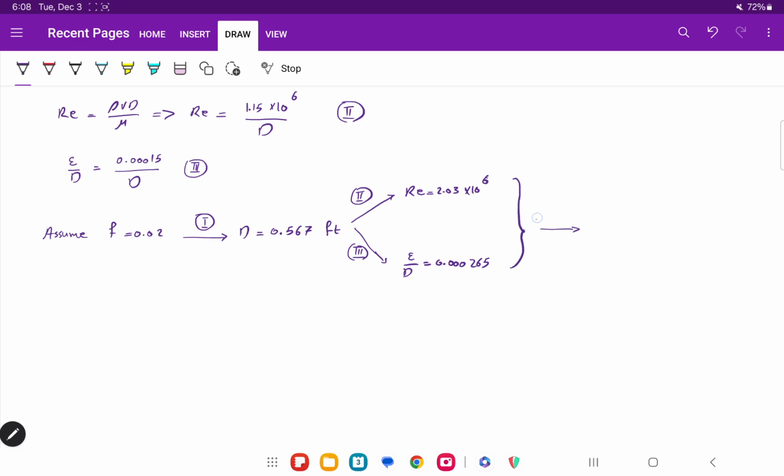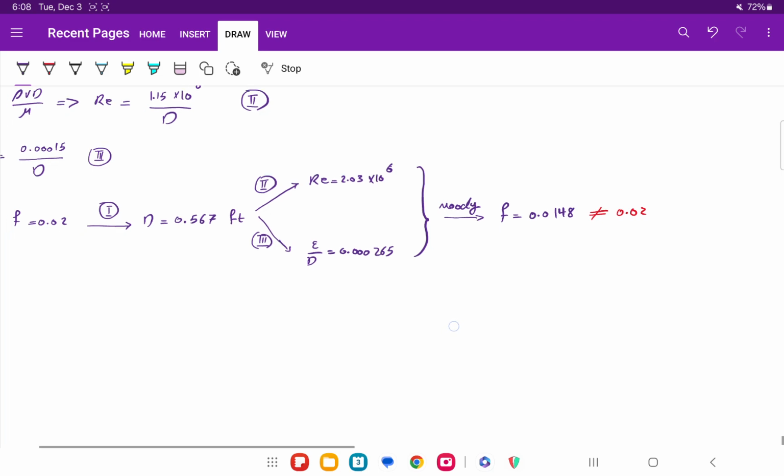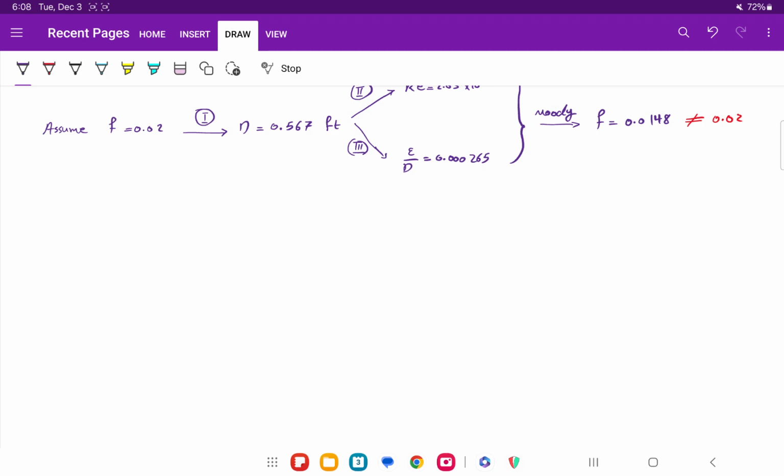Now you should go to the Moody chart. You have Reynolds number and epsilon over d, so you can find the new f. F equals 0.018148, and it is clear that it's not equal to 0.02. So you should try this way again and again until you reach a close value. So now we have a new f. It's not an assumption anymore, because we calculated this f.